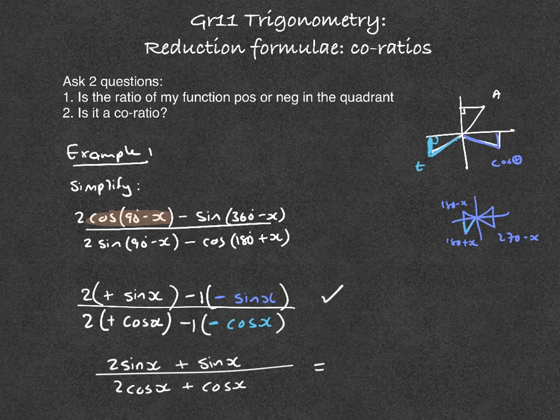Okay, how do I simplify that? 2 sine x plus sine x, what is that equal to? I don't know, 2 marshmallows plus another marshmallow is 3 marshmallows, yes. So 3 sine x. And what is on the denominator? 2 cos x plus cos x is equal to 3 cos x. Right? 2 donkeys plus 1 donkey is 3 donkeys. So we've got 3 sine x over 3 cos x.